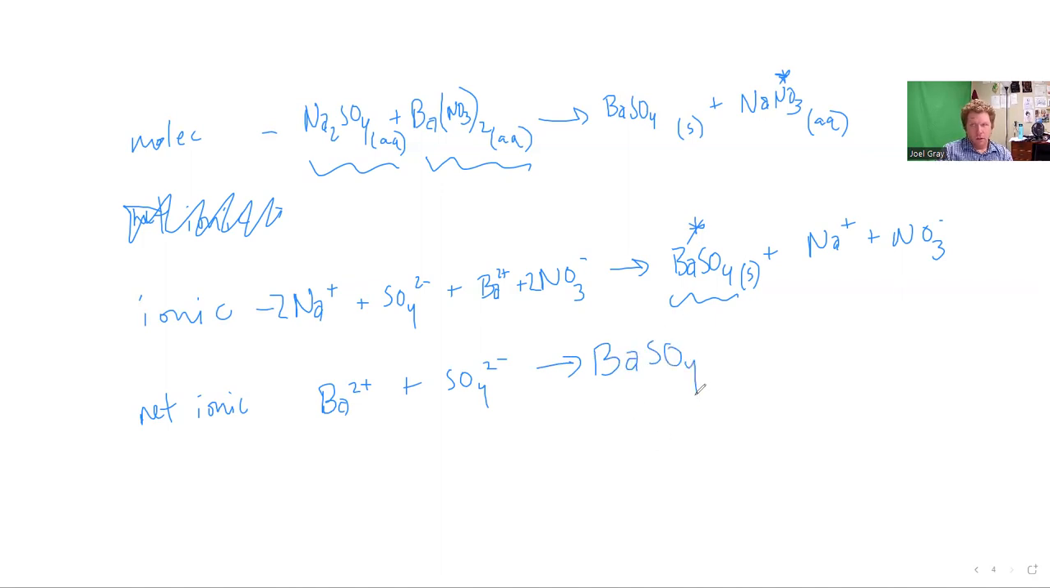Now, everything else in that reaction, for instance, the sodium and the nitrate, sorry, I'm going to balance those. Those don't matter. Those do not contribute to the overall reaction itself. So those are left out of the net ionic reaction. They're kept in the molecular, but they are left out of the net ionic reaction. Those are referred to as spectator ions.